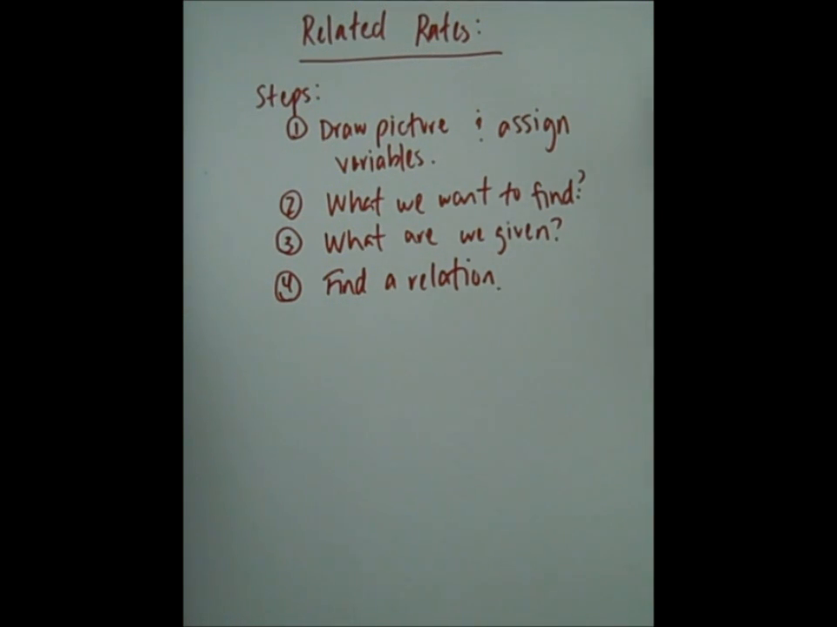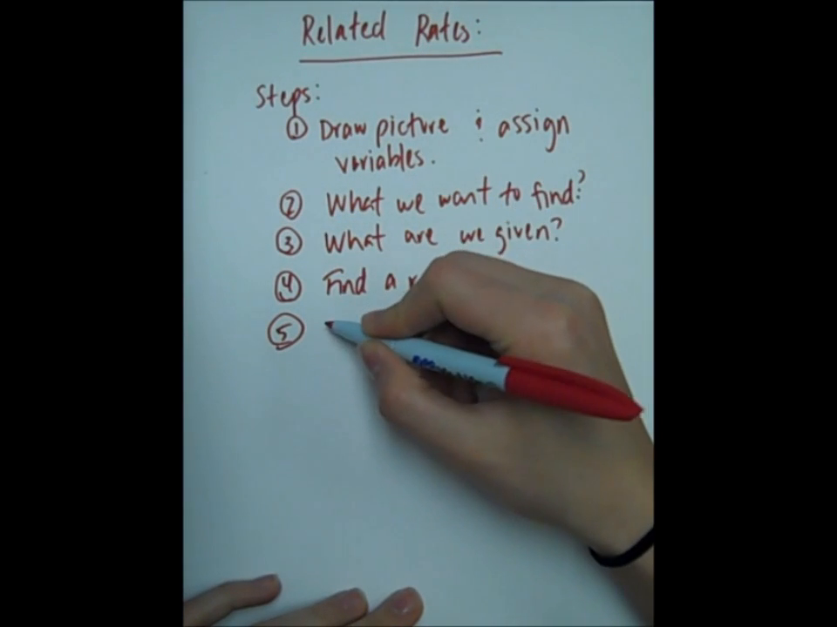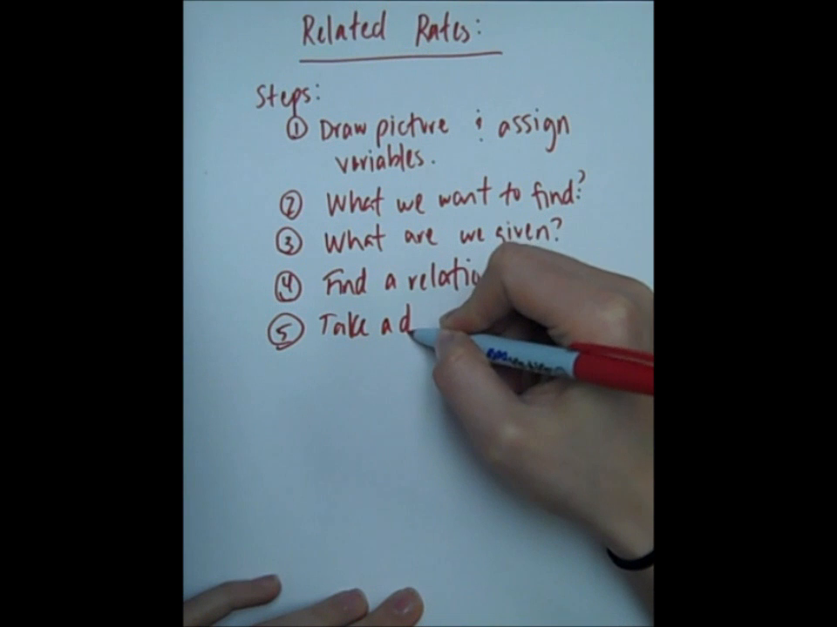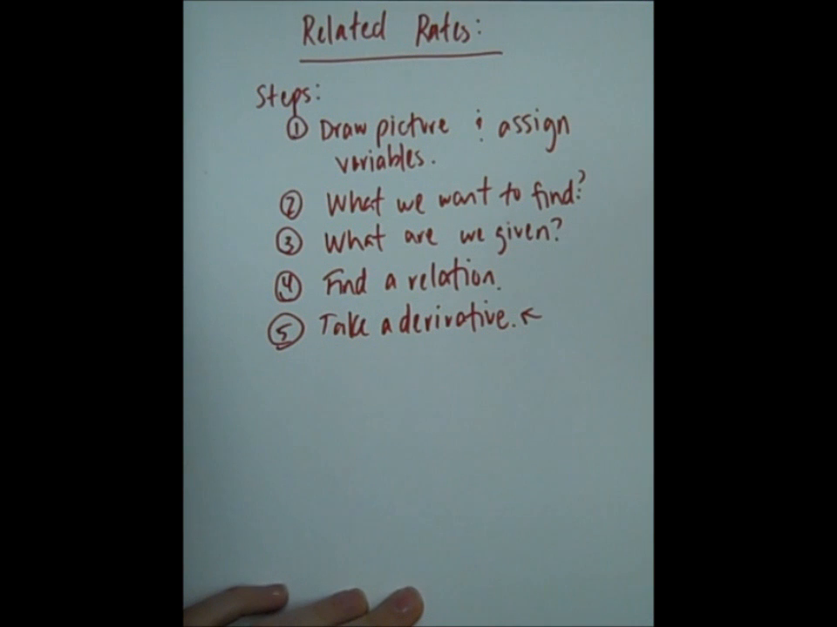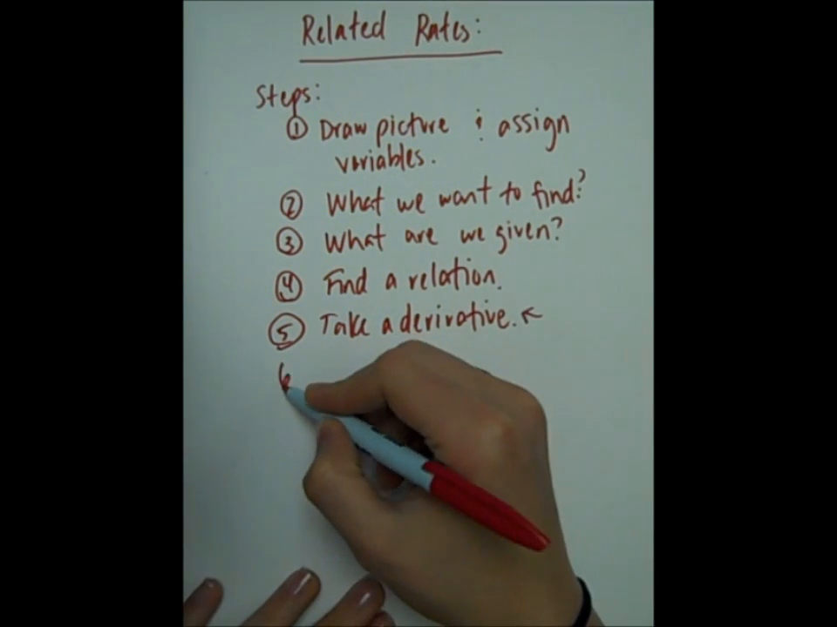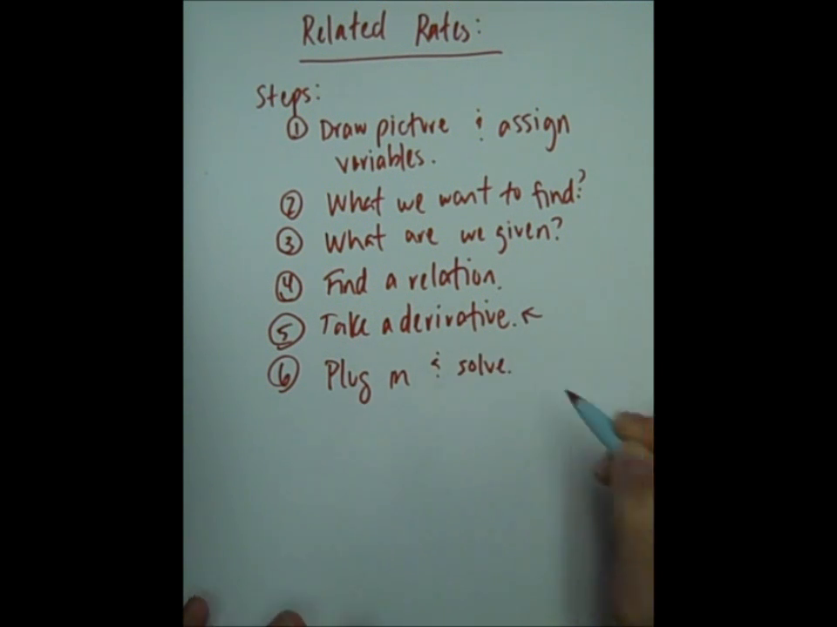So find some sort of equation that relates them all, whether it be volume or the Pythagorean theorem or some sort of equation that you know. Find that relation. Five, you're going to take a derivative. This is where you're going to introduce all the rates. Whenever you have this relation, there aren't going to be any rates in it. Remember, rates are found by taking the derivative. So you're going to take a derivative in step 5, and then lastly, we'll plug in and solve for what we're looking for.